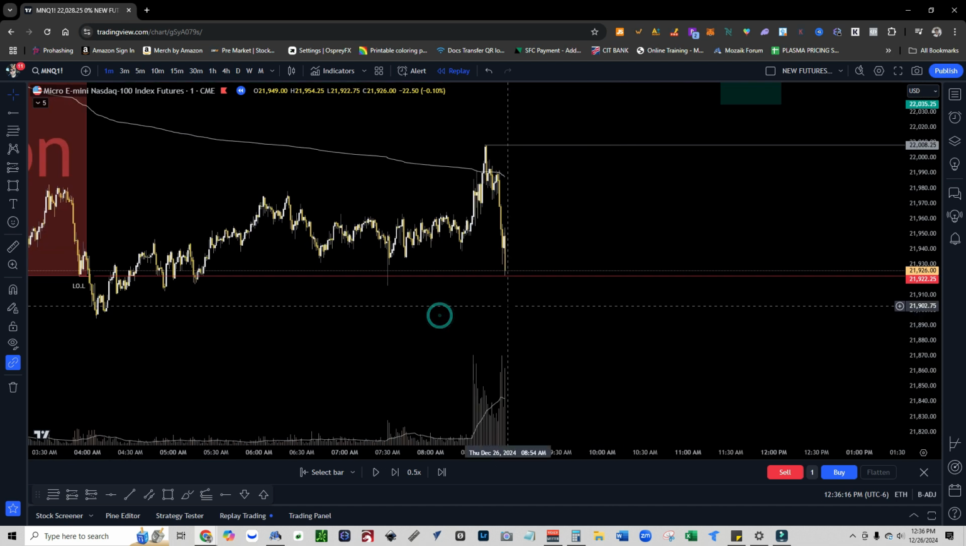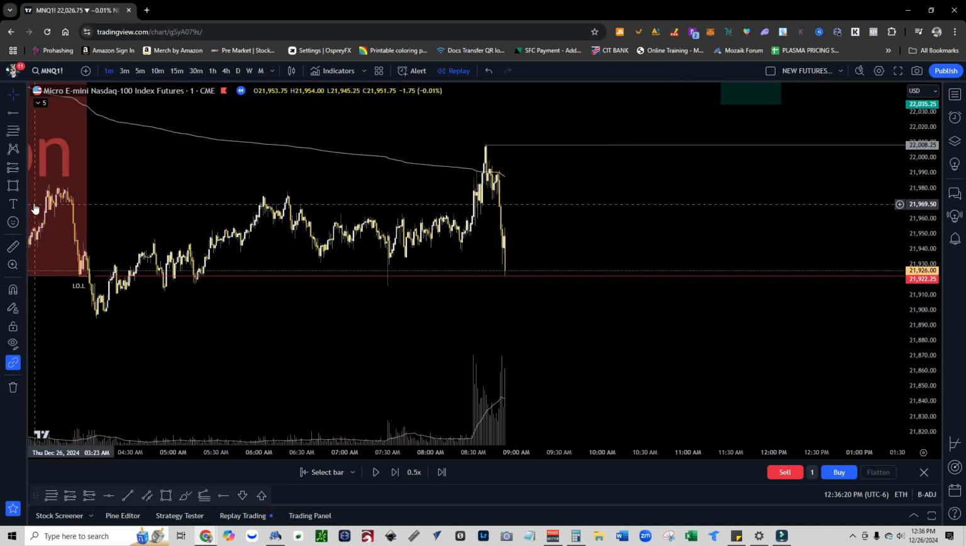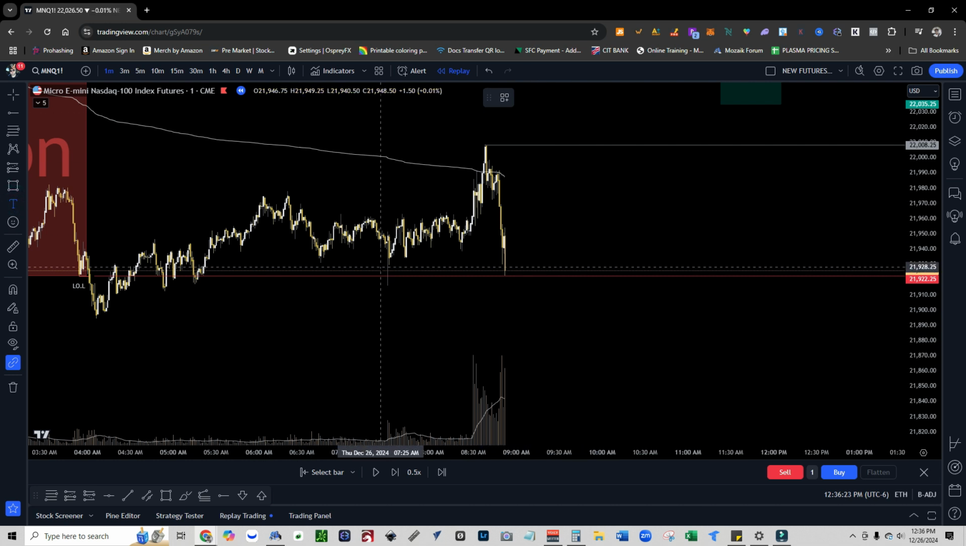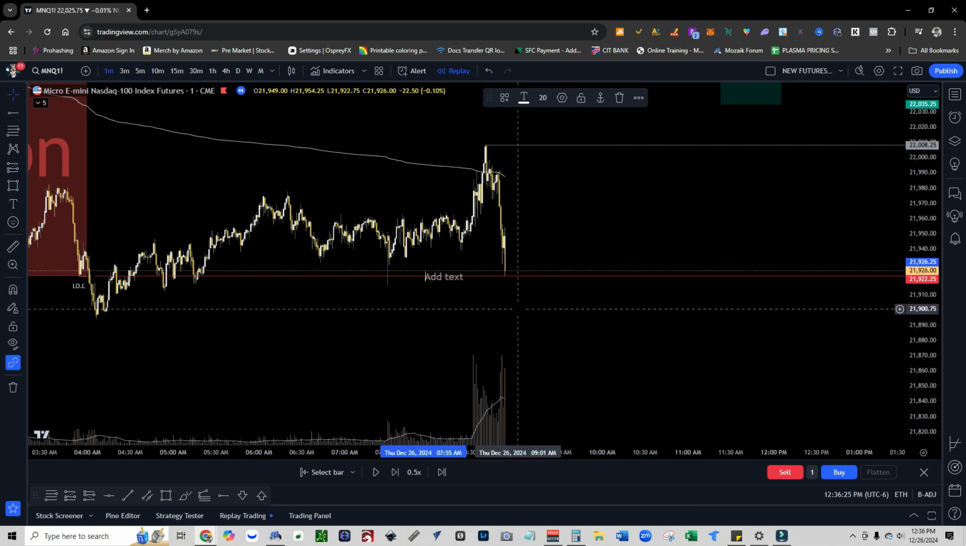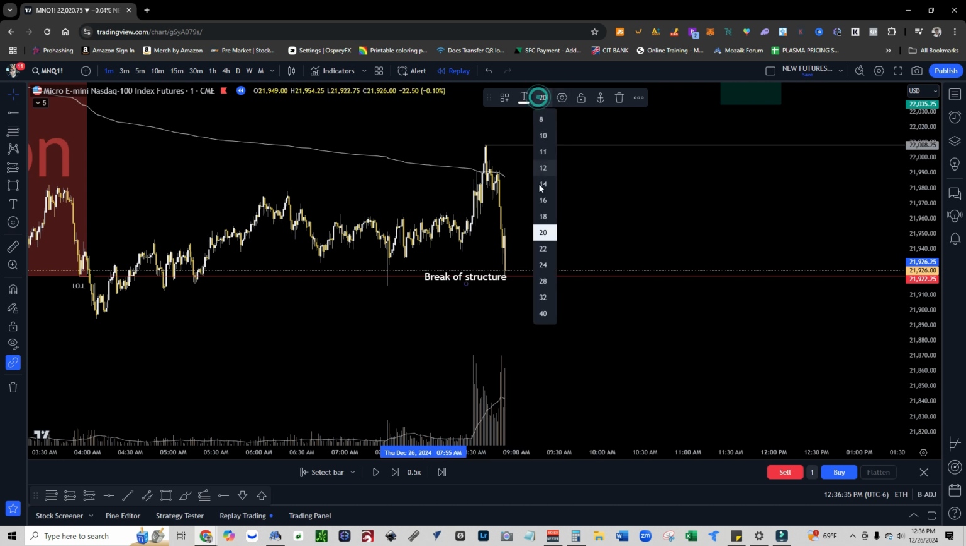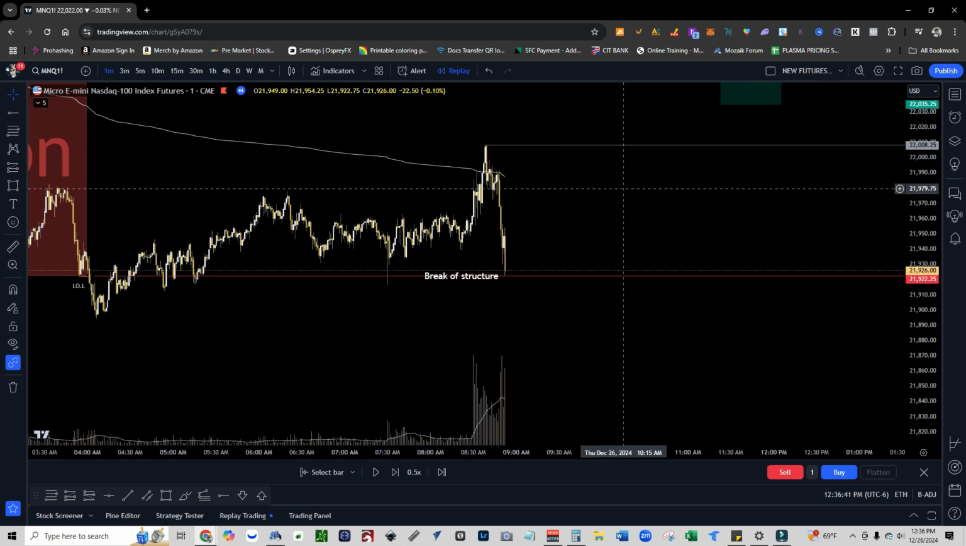Now what I also like to do is type in that this is going to be the break of structure, because remember guys, you want to be anticipating what the moves could be. So, break of structure, if I can spell structure, like that. Here you can change it to big or make it small. I like it around right there because I'm a little bit blind.